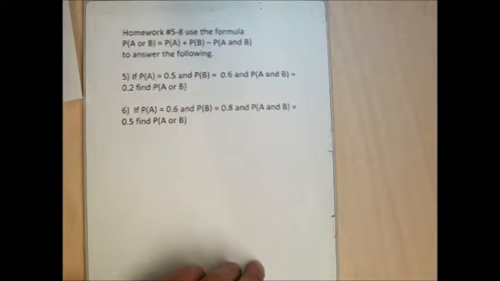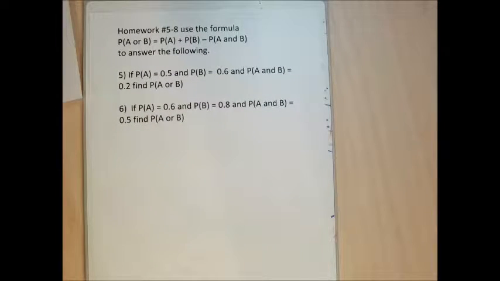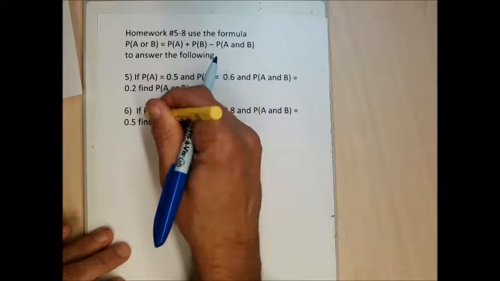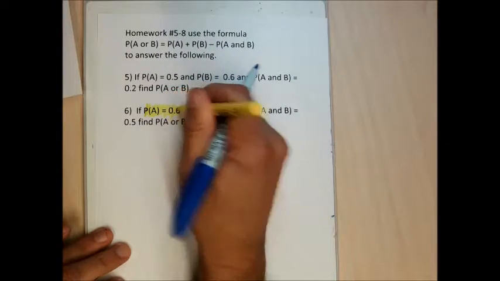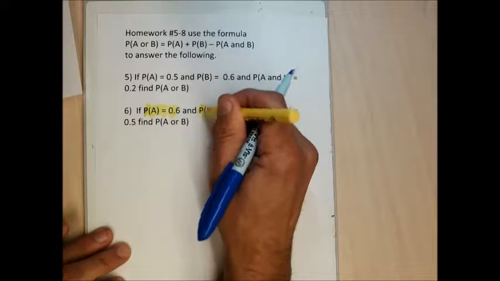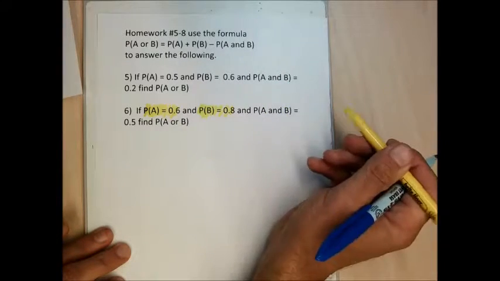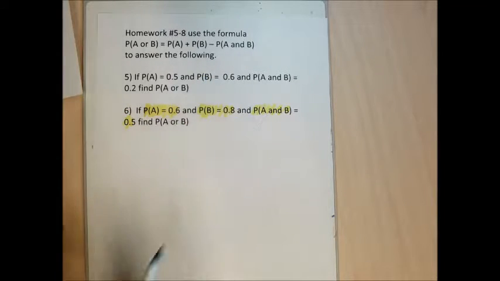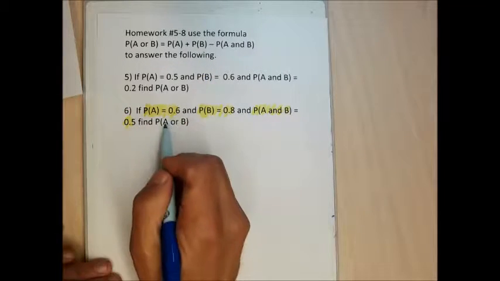The next 4 problems just want me to use the formula. So let me look at what's given to me in problem 6. You should be able to do problem 5. It says, what if the probability of A is 0.6, the probability of B is 0.8, and the probability of A and B is 0.5, then it says find the probability of A or B.